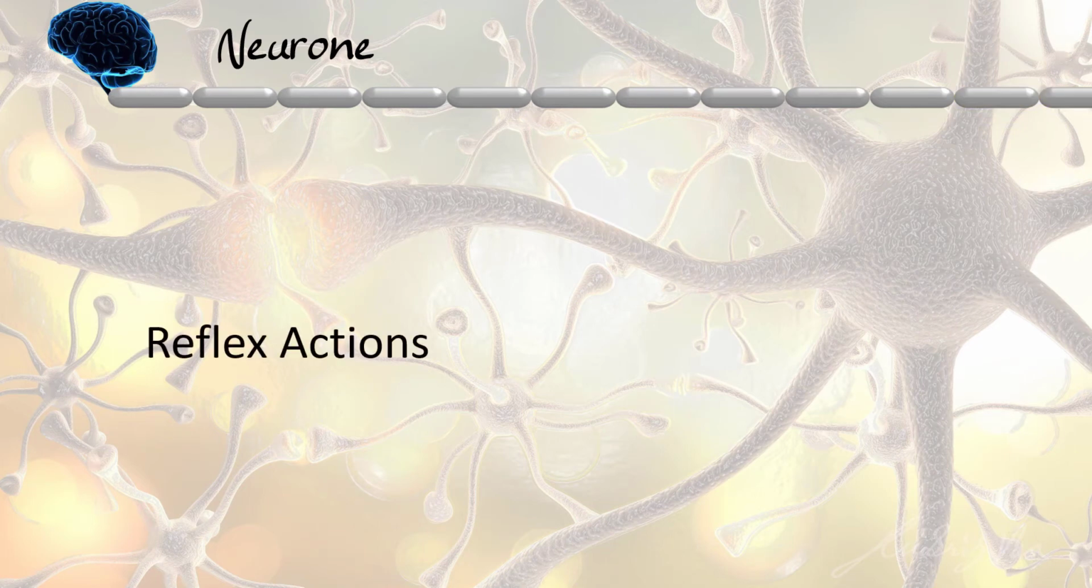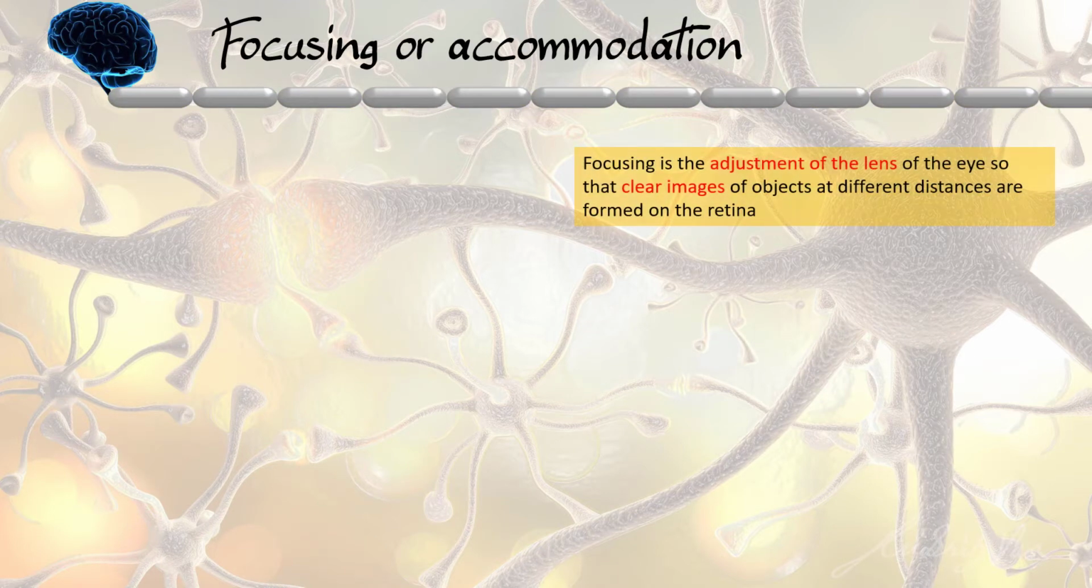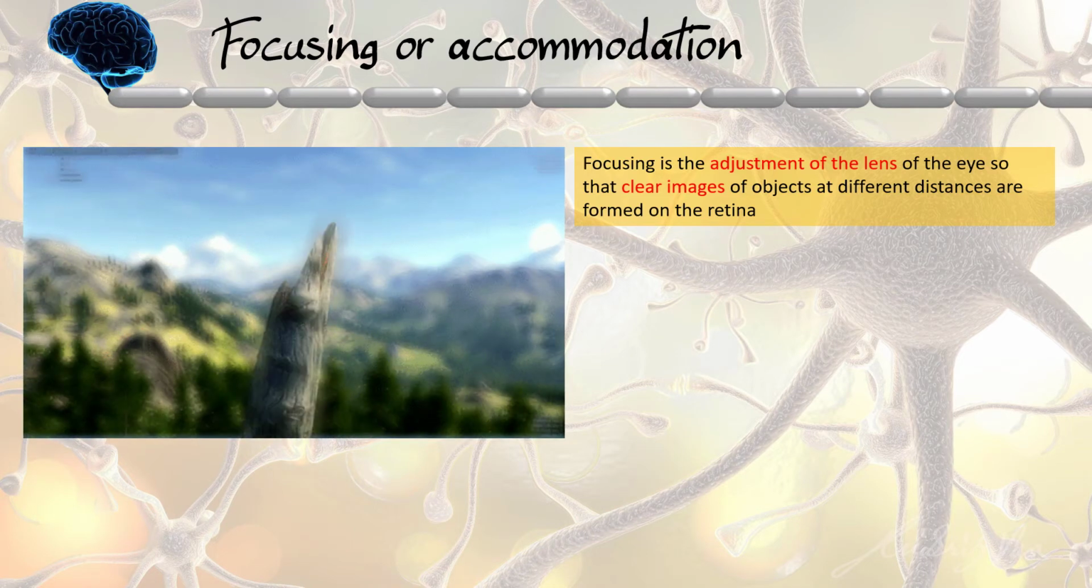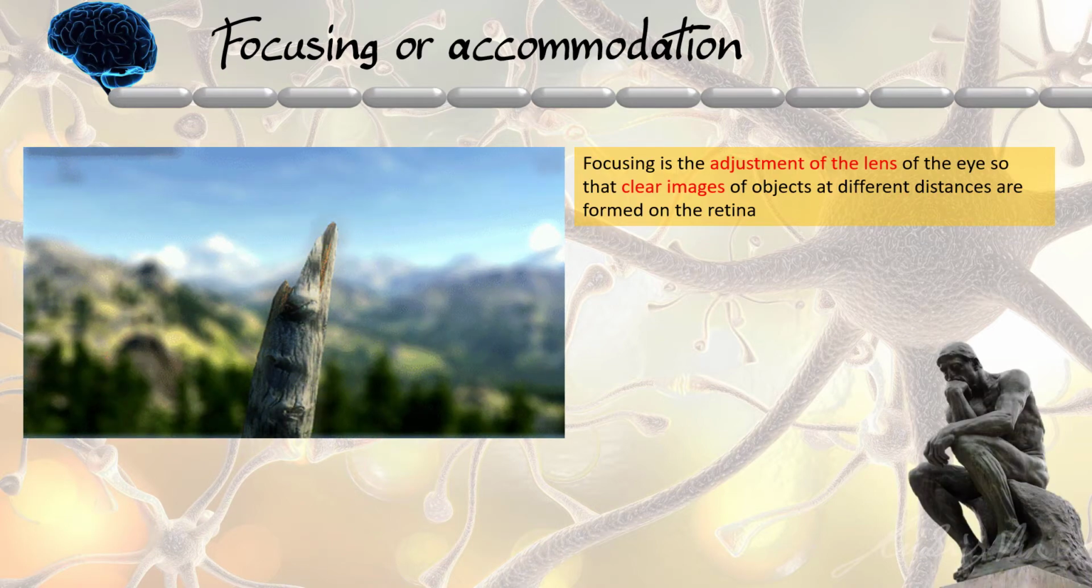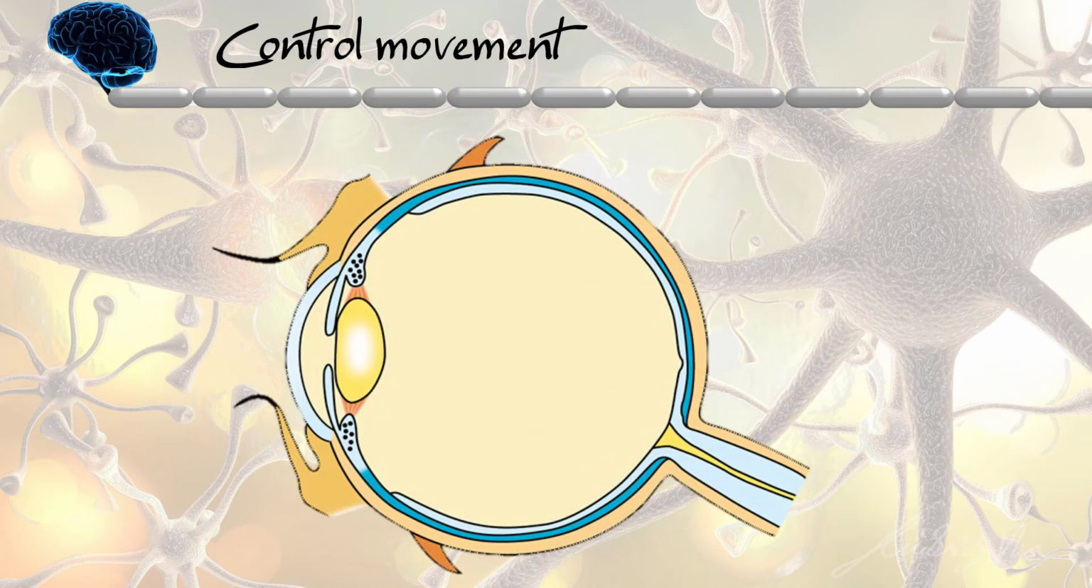So we have learned about reflex action. Now let us learn about voluntary actions, which is focusing or accommodation. Focusing is the adjustment of the lens of the eyes so that we can see a clear image of objects that are at different distances from our eyes. You might be thinking, how are the lenses adjusted? But first, we need to learn about the horizontal section of the eyes before we focus on focusing.